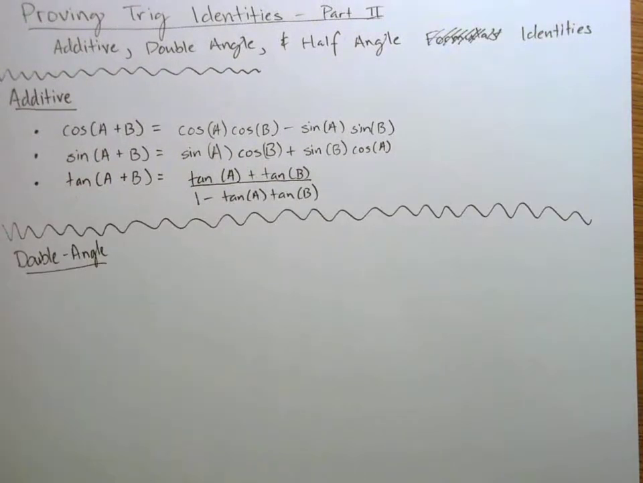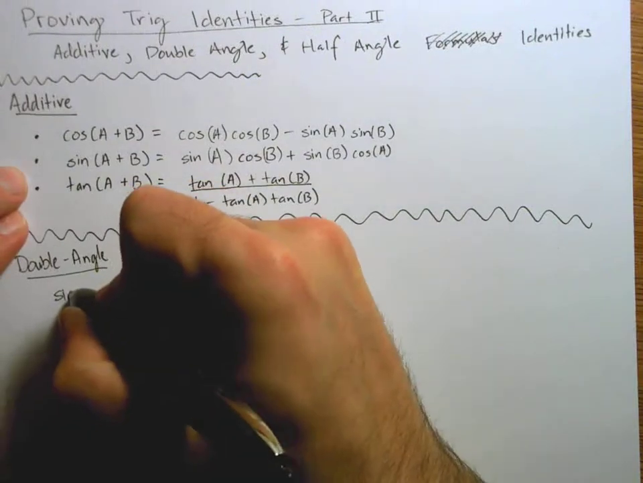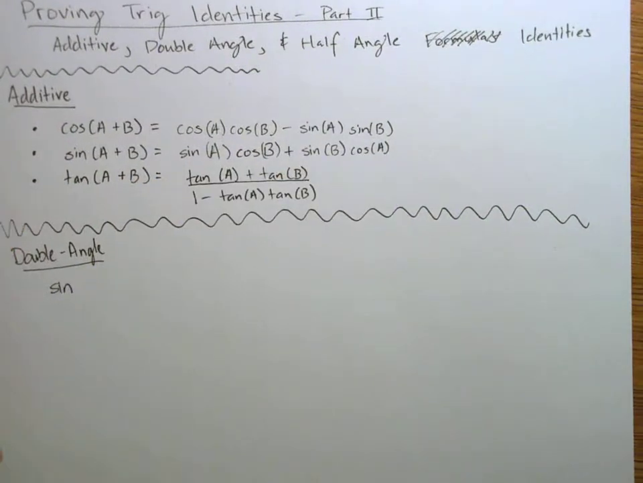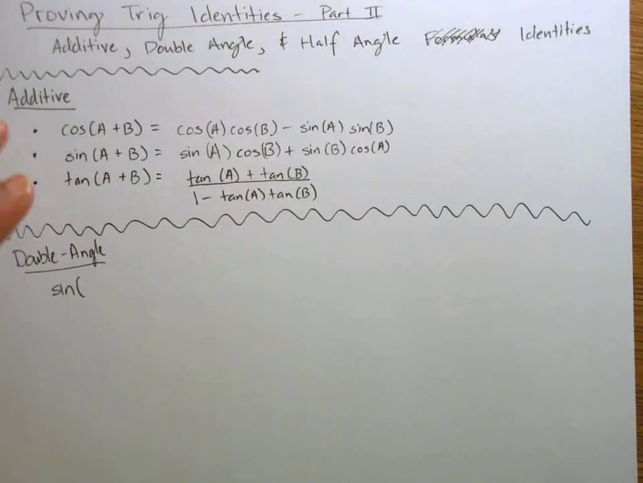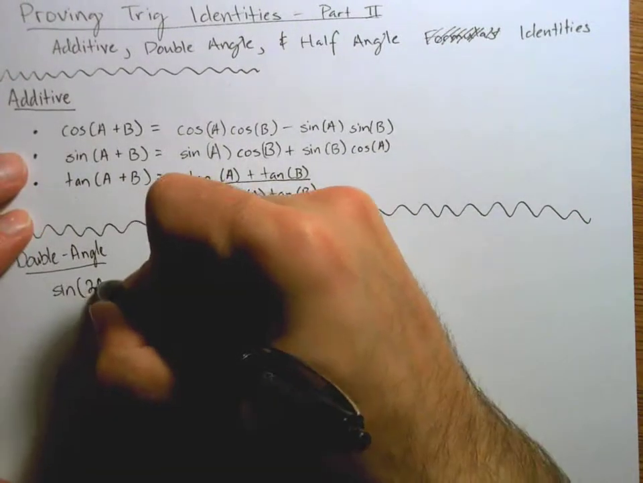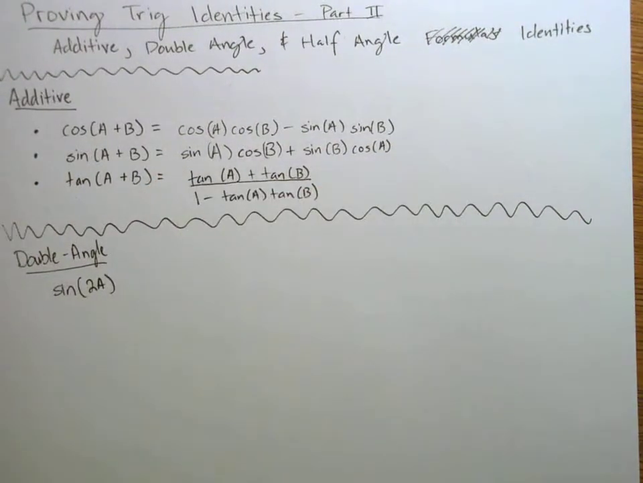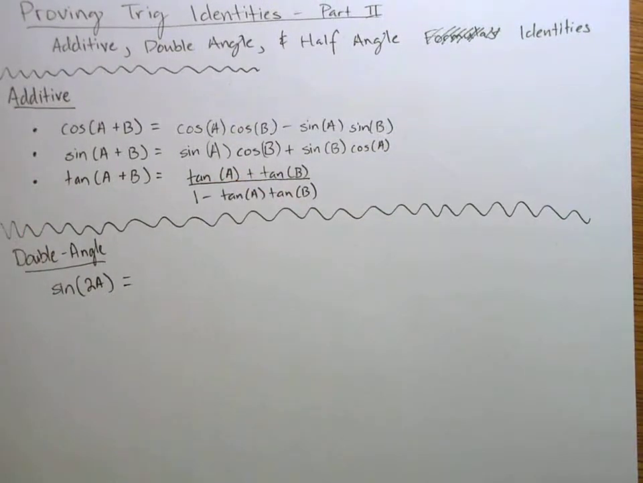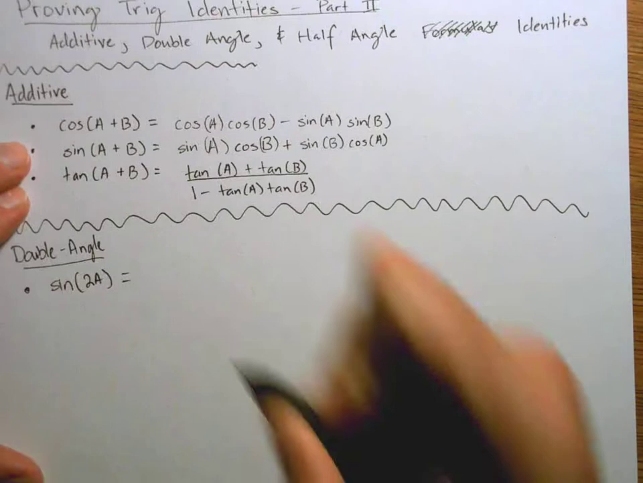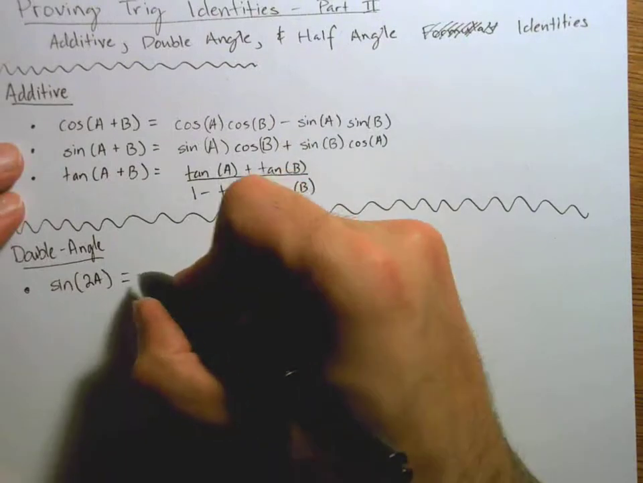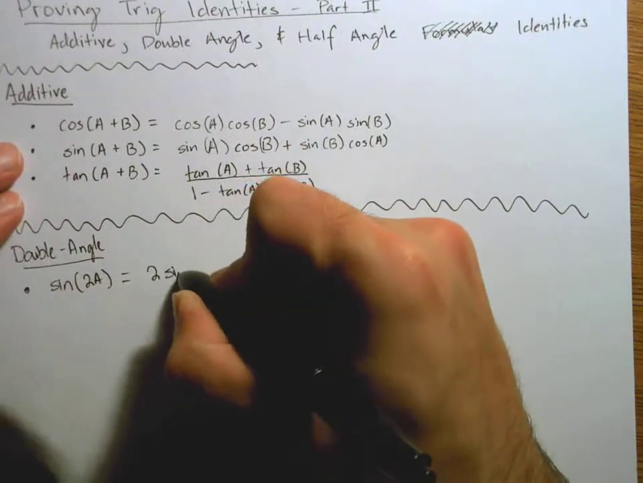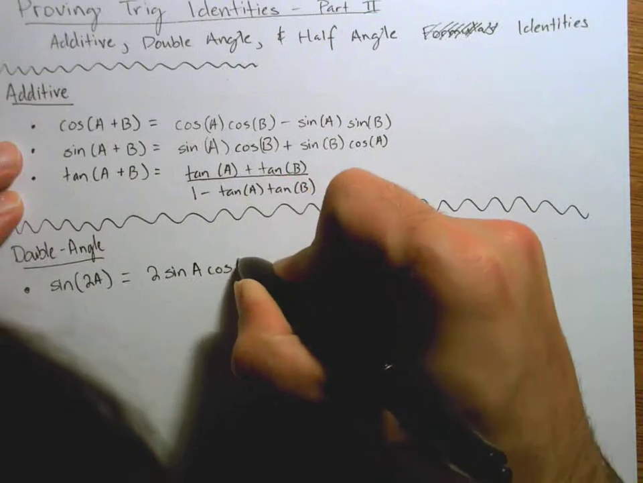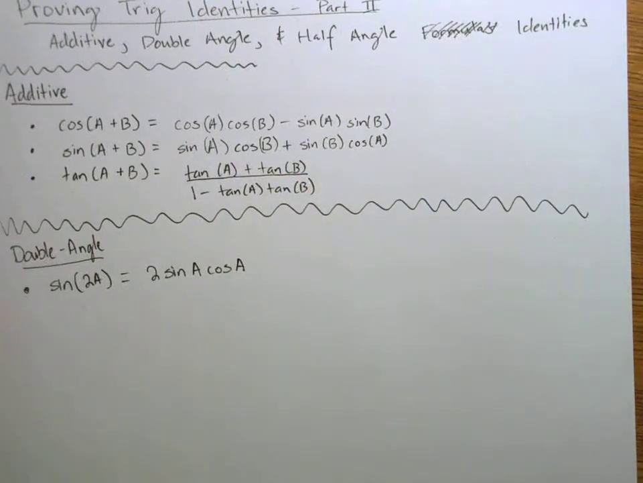So look, double angle identities are exactly what you'd expect. It's sine of, we'll say, 2a. That's a double angle, all right? And we want this to equal something because it's an identity. But we're going to prove what it equals. In fact, we'll do it just like we've been doing everything else. I know that this is 2 sine a cosine a, and we're going to prove that that's the case.